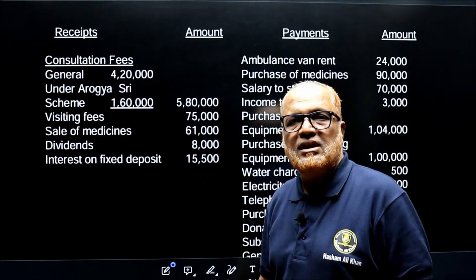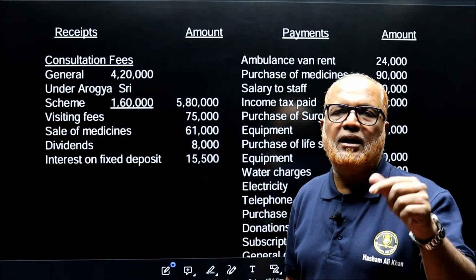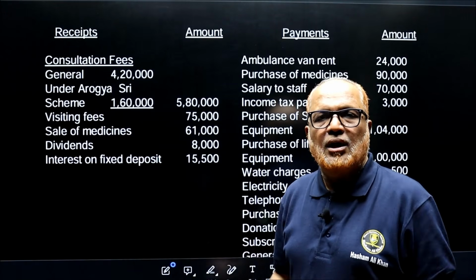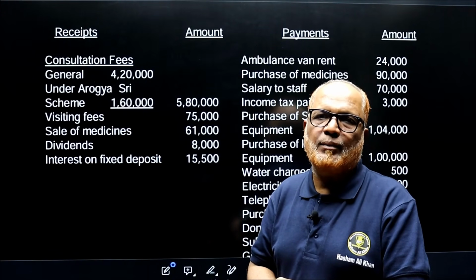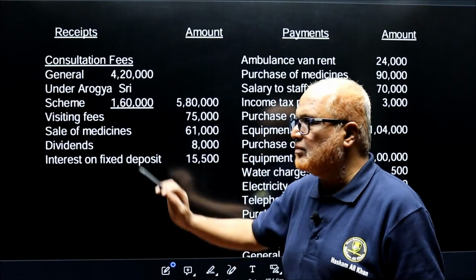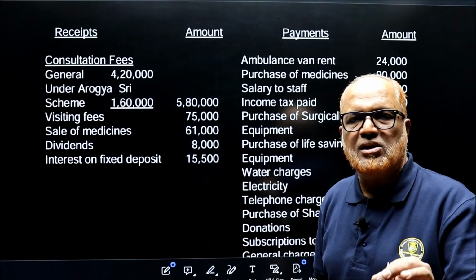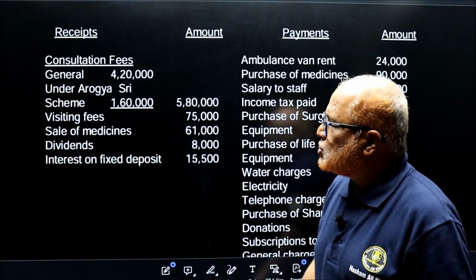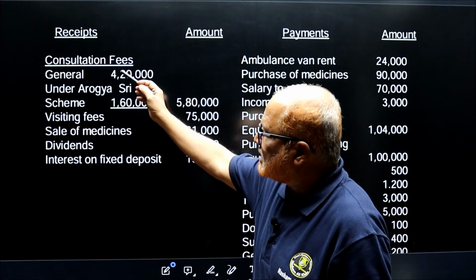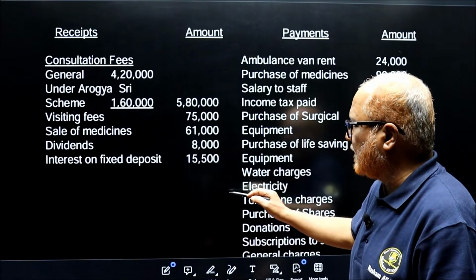But dividend received is not a professional income. It is taxable under income from other sources. Right now we are concerned only with computing income from profession, so we will not take these dividends. Interest on fixed deposit is also taxable under income from other sources. Ignore. So only three incomes, that is consultation fee, visiting fees and sale of medicine, are what we are going to take.